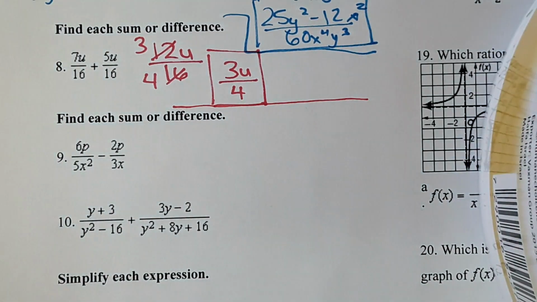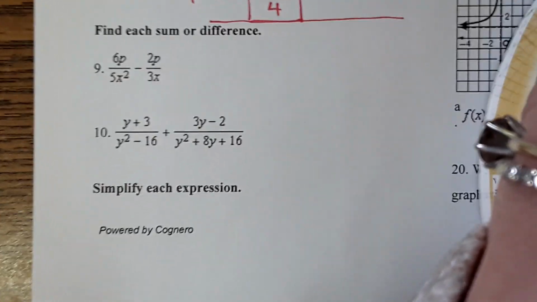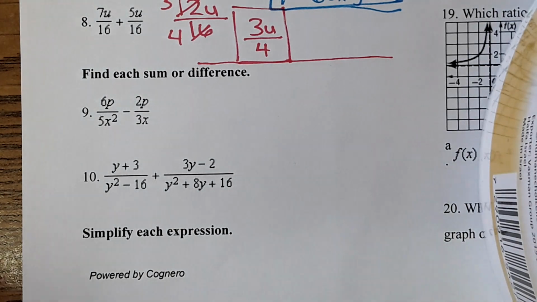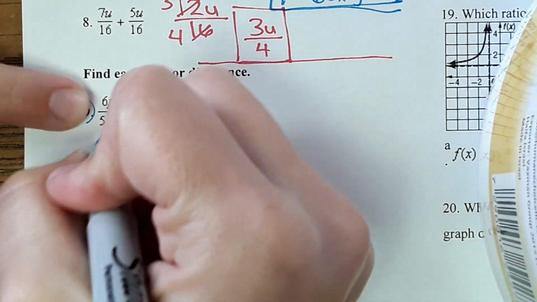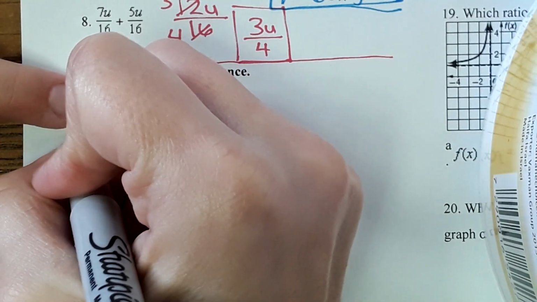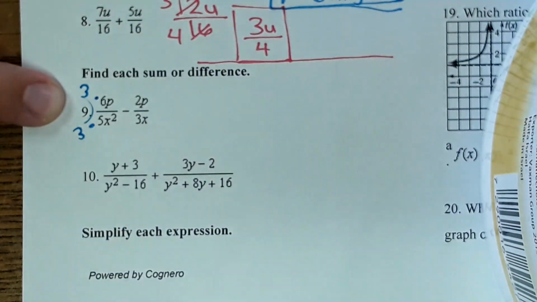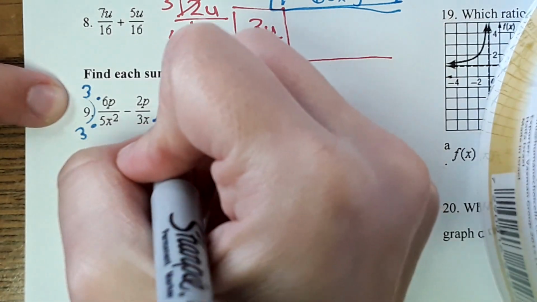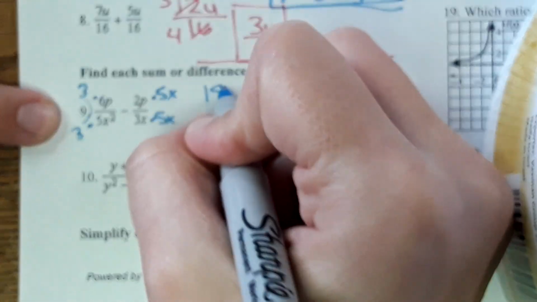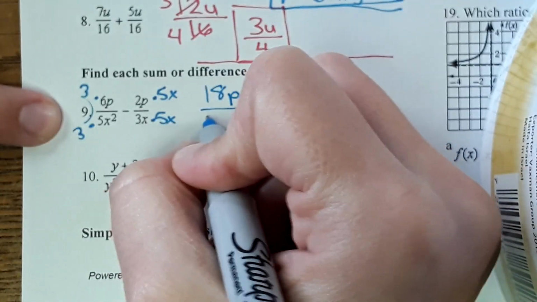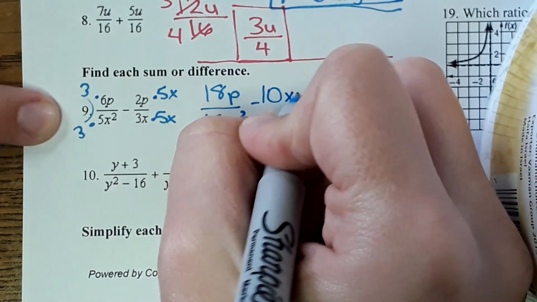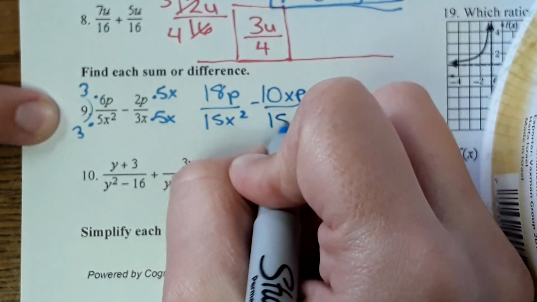Okay, then number 9. Again, subtracting. We need to have a common denominator. Got 5x squared and 3x. So the least common multiple of 5 and 3 would be 15. So multiply this by 3, and then multiply this by 5x. Get 18p over 15x squared minus 10xp over 15x squared.